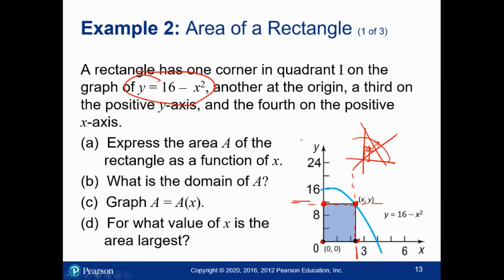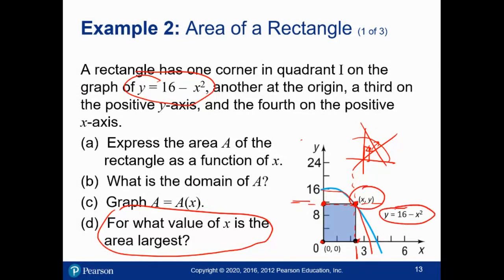So we're just trying to find the largest possible rectangle we can with a certain restriction that the corner has to be on this curve. That's really what this problem is about. The one thing you have working for you is that whatever this point x, y is, you know that y has to be 16 minus x squared. So try to express the area, find the domain, graph the function, and find where it's the largest. I'll pause here and then we'll go through the solution.